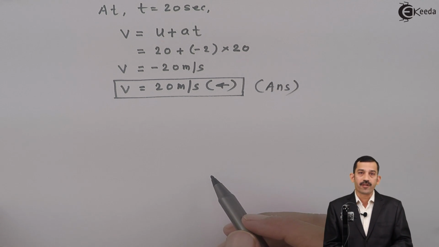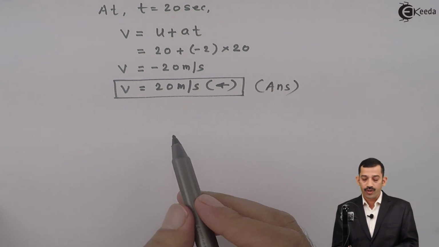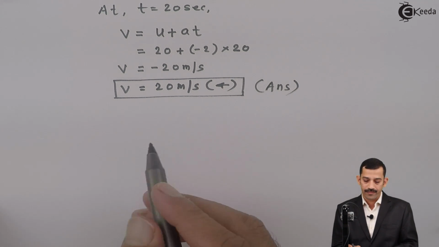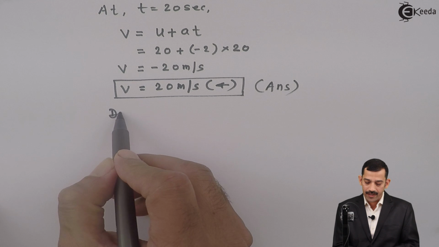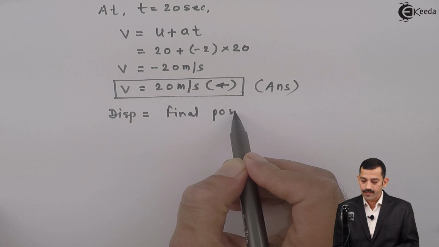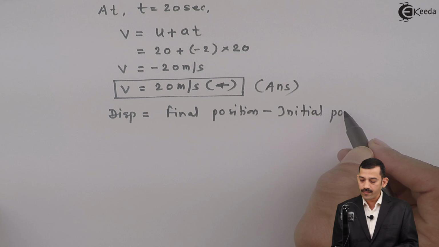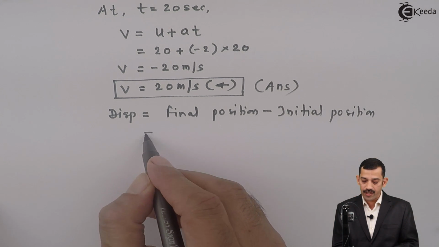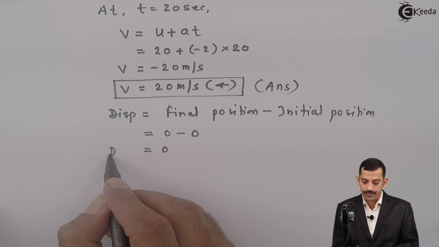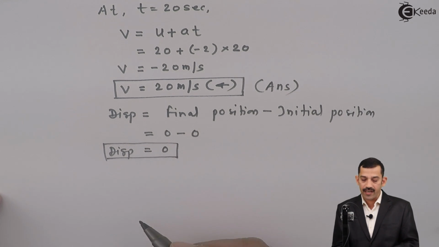Now to find the displacement. Displacement is final position minus initial position. You know the final position is the origin, and the initial position is again the origin. That means displacement is final position minus initial position. Final position is 0, initial position is 0, displacement is 0. But during motion, the particle changes its direction of motion.